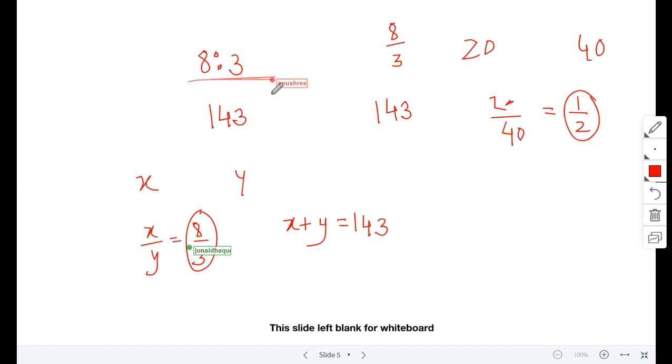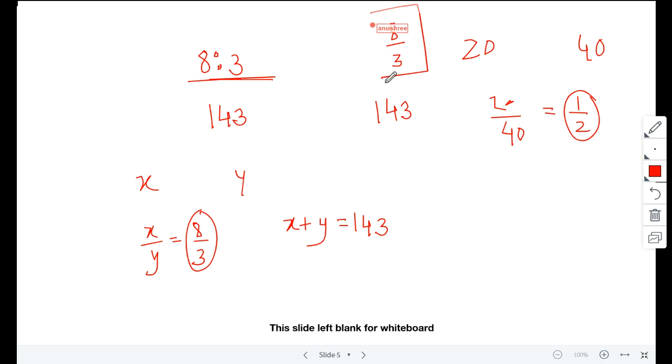Where's the? I don't really understand this. Only the answer is given. There are two numbers, and we don't know them. It's up to us to calculate those two numbers. When you divide the two numbers, the final answer is 8 divided by 3. And when you add these two numbers, you get 143. Calculate what those two numbers are. That's the question.